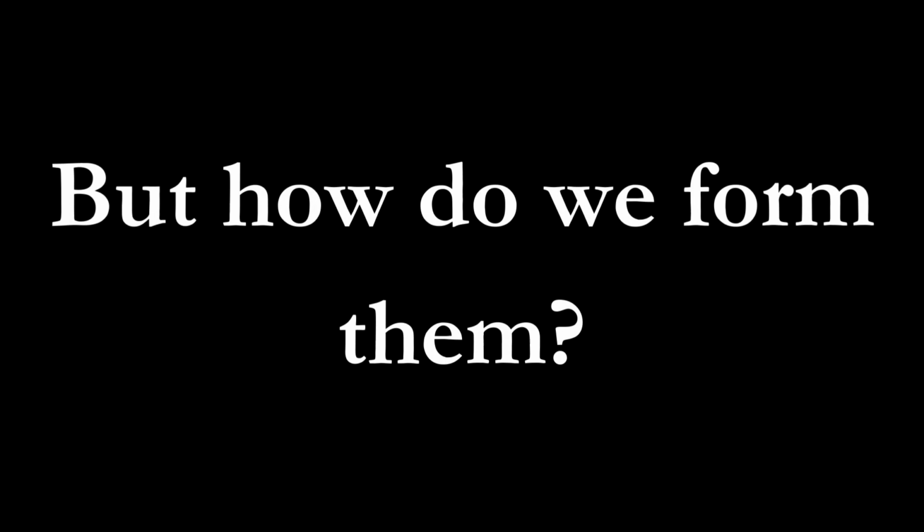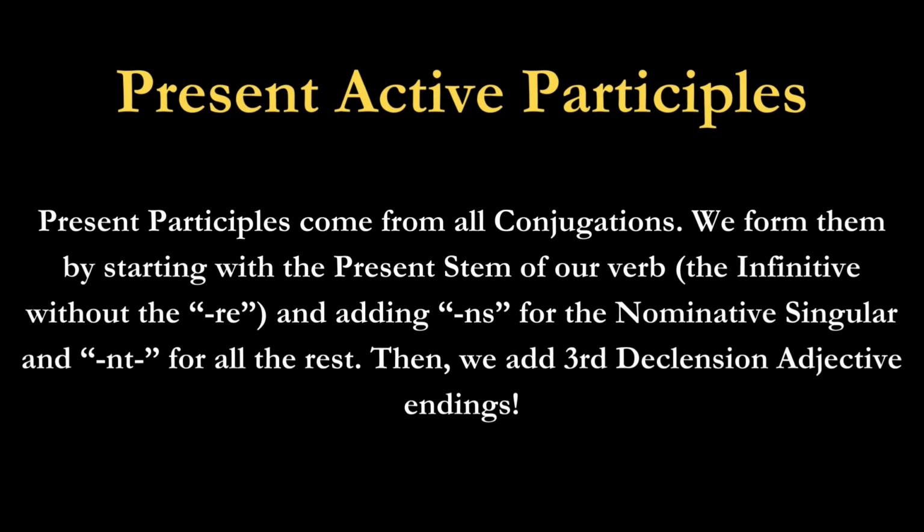Okay, so that should give you a little bit of a sense of what they are and how they work and what they look like in English and a little bit in Latin. But how do we actually form them, right? What does the Latin look like on this? So when we're dealing with present active participles, right, they come from verbs of all conjugations. And you form them by taking the present stem of the verb. Remember, that's the infinitive without the RE. And you add NS for the nominative singular and NT for everything else, okay?